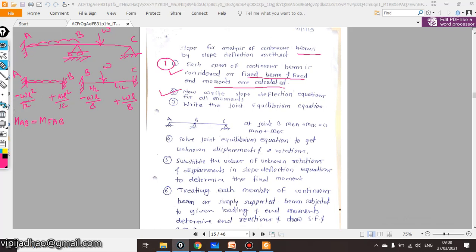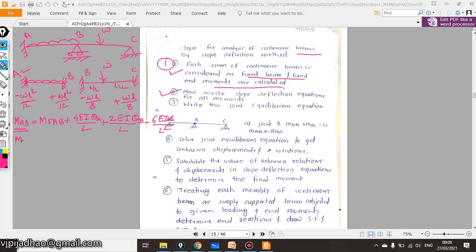So MFAB plus 4EI theta of near end. For this span AB, the near end will be A, so theta A divided by L, plus twice EI theta of far end. Here for span AB the far end will be B, therefore theta B upon L, minus 6EI delta upon L square. So this is the slope deflection equation for your span AB.